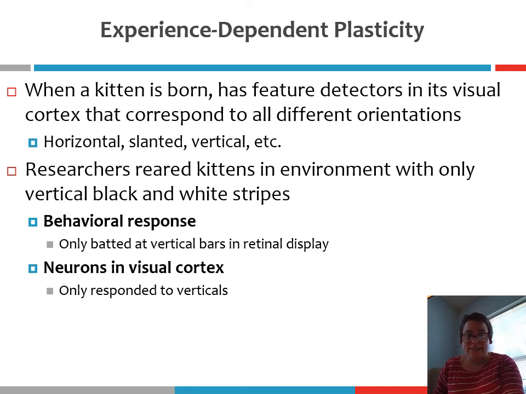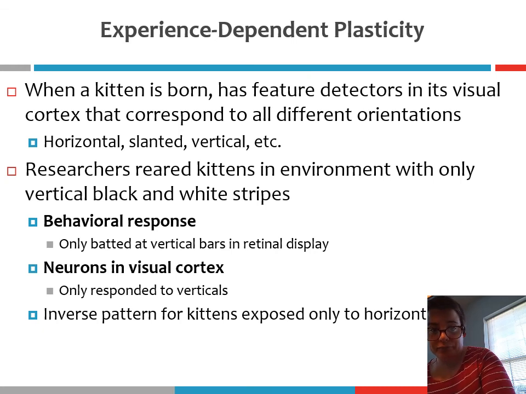Similarly, neurons in their visual cortex only fired action potentials displaying visual recognition when they were exposed to verticals, not when they were exposed to horizontals, right? So what does this mean?